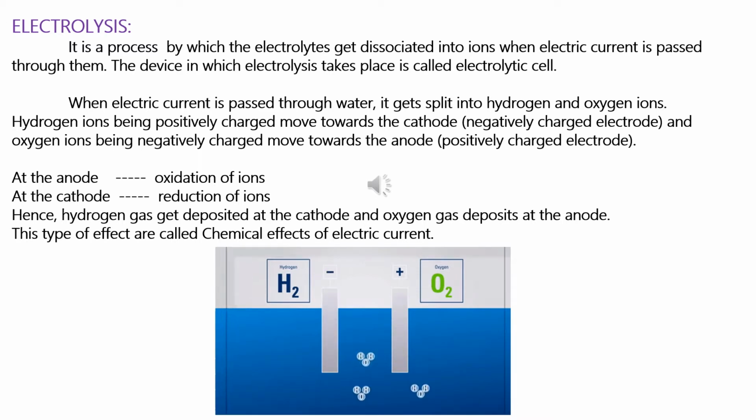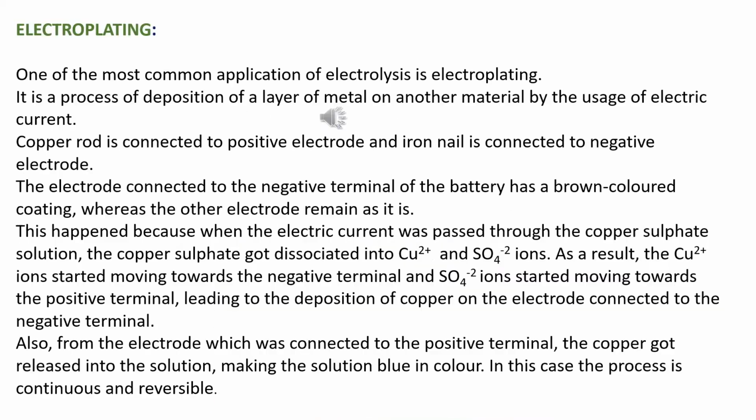At the anode, oxidation of ions takes place. At the cathode, we call it reduction of ions. Hence, hydrogen gas gets deposited at the cathode and oxygen gas gets deposited at the anode. This type of effect, we call the chemical effects of electric current. We are splitting the compounds and they move in opposite directions according to their charges, and get deposited on the electrode. You can view this in the diagram.